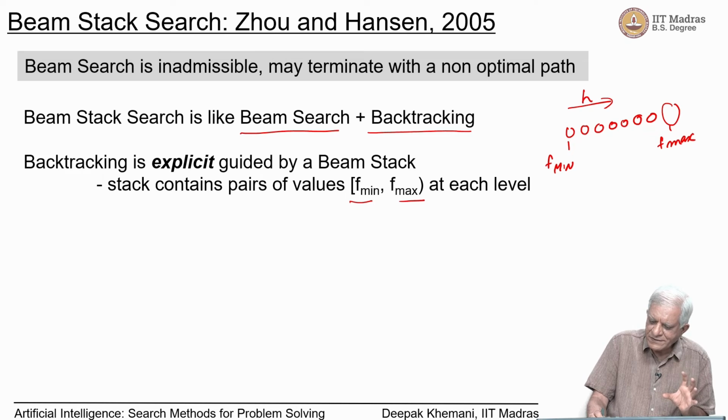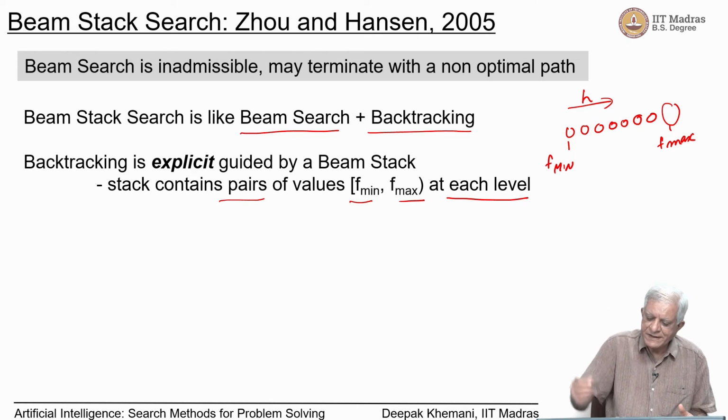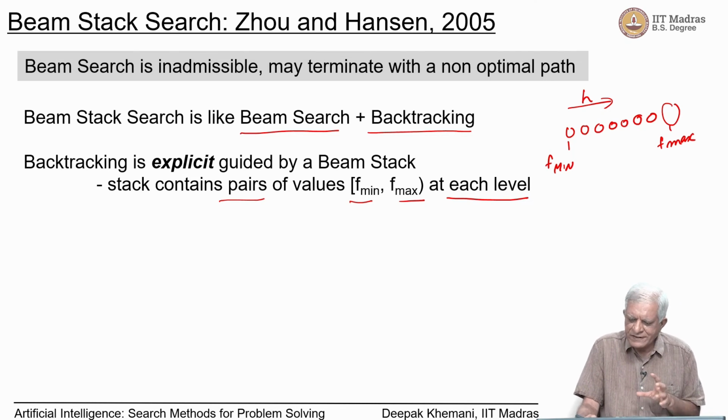It contains two numbers. These pairs of numbers are stored at every level in the beam stack, and it says that at that level the cheapest node in the beam has a value of f min, and the cheapest node which is outside the beam, which is higher than f min, has a value of f max essentially. It stores a list of these numbers, and uses them to guide the beam stack search when it is backtracking.